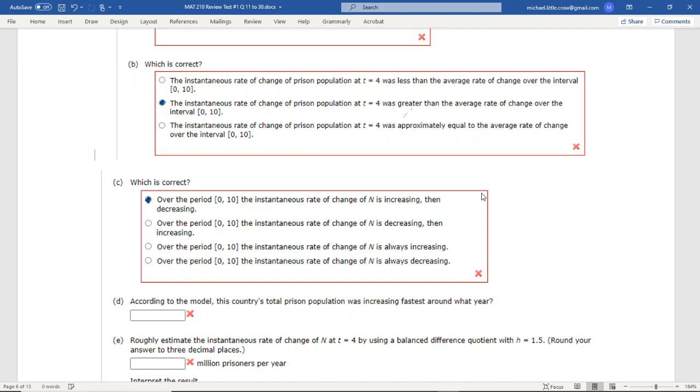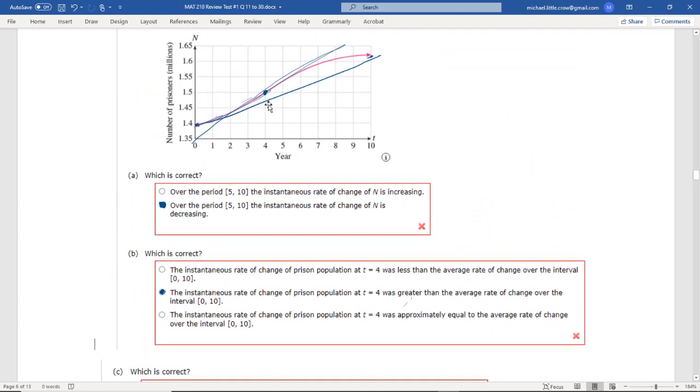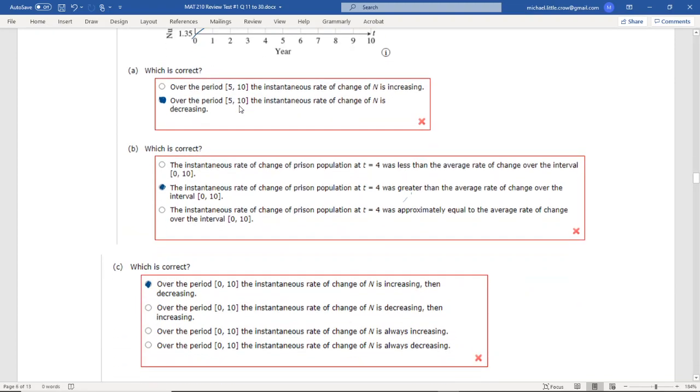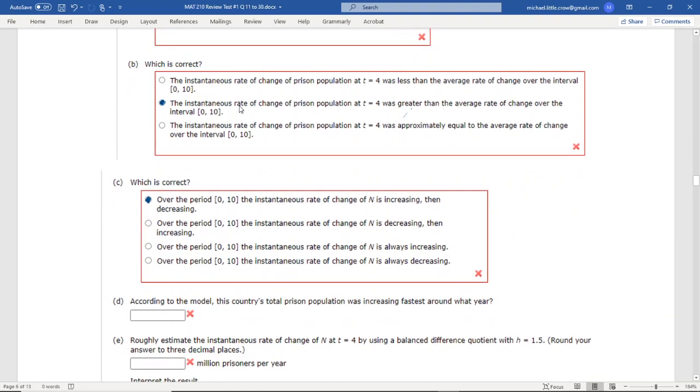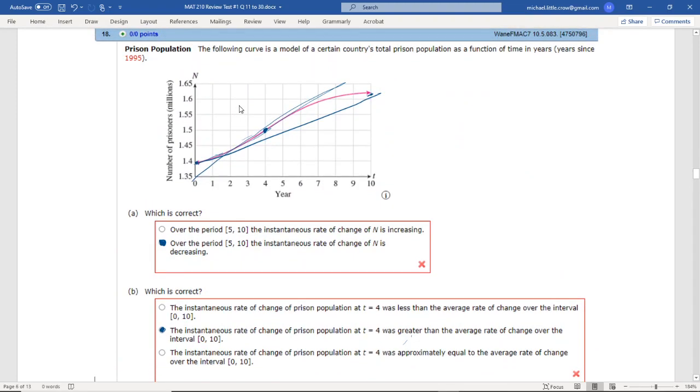According to the model, this country's total prison population was increasing fastest around what year? Fastest, probably up until about 4. Again, it's an inflection point, but see what choices they give us. Year 4 would be 1995 plus 4, right? So I would go with this, because that looks like an inflection point. So that'd be 1999.